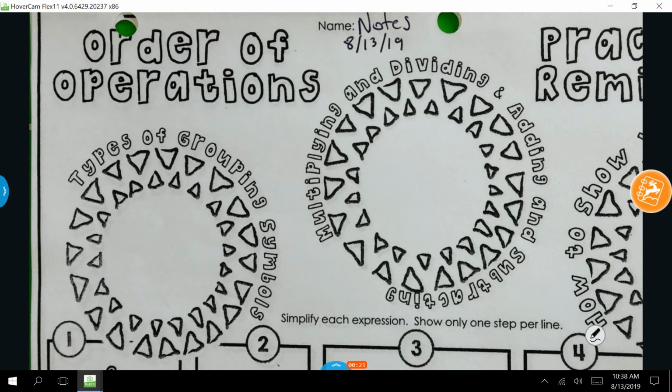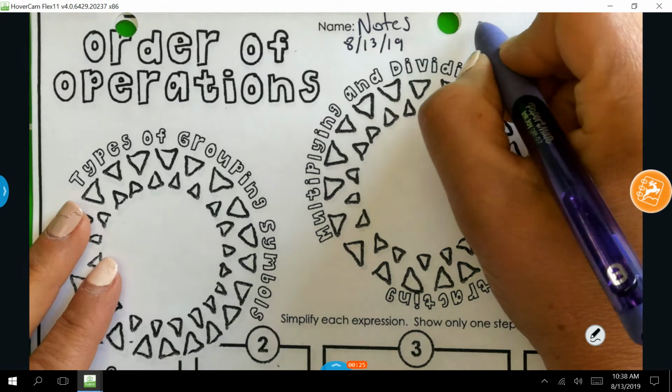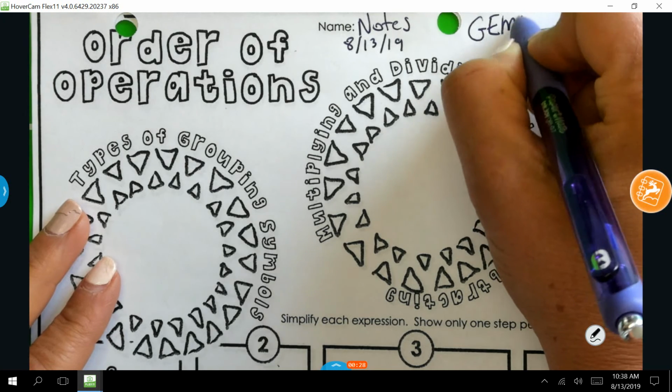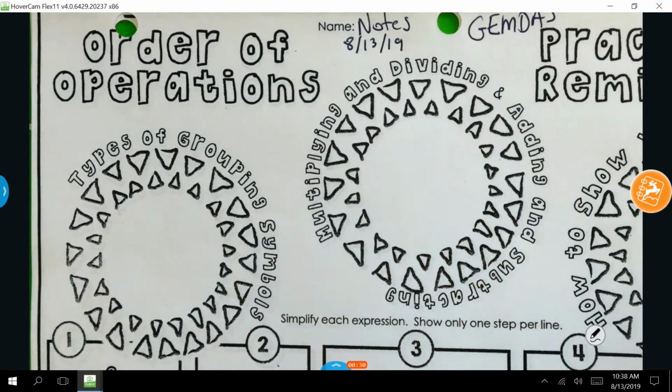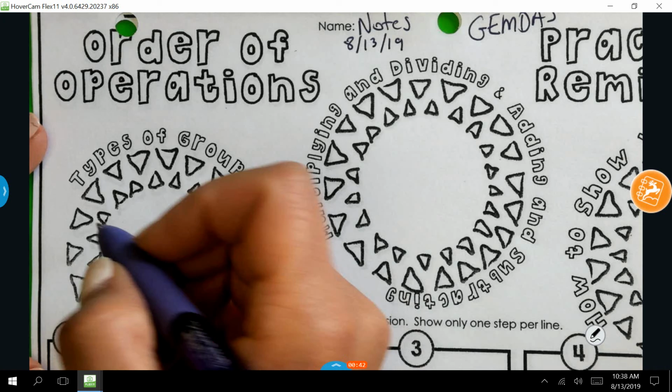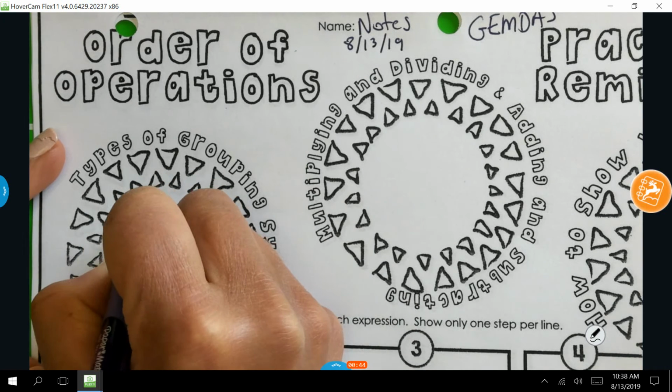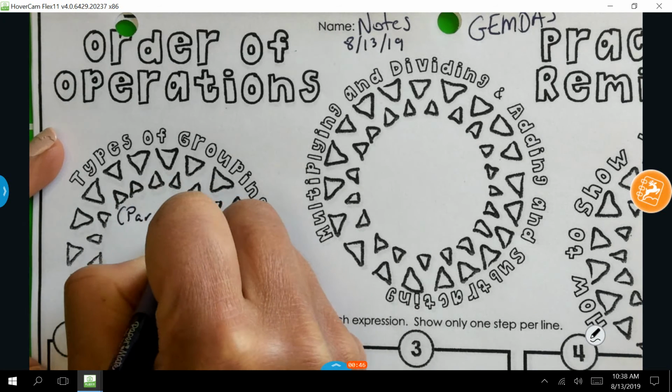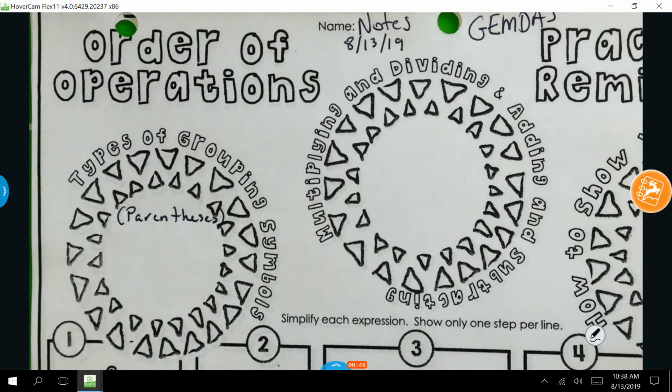Instead of PEMDAS, which we're used to hearing, now that you're in higher math, you might hear GEMDAS. Instead of a P, you use the G for grouping symbols, because you're going to run into more than just parentheses now. So the types of grouping symbols you may see: parentheses. I put them in parentheses so you know what they look like.